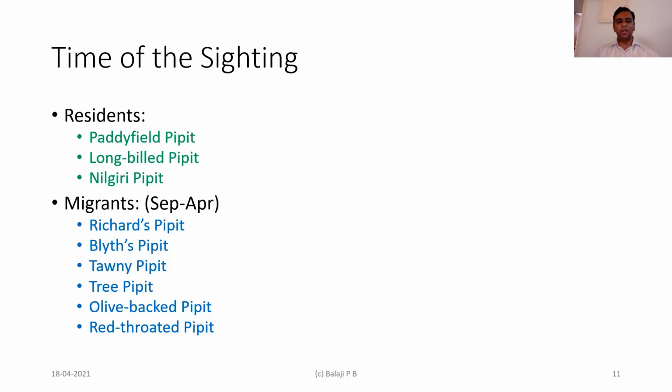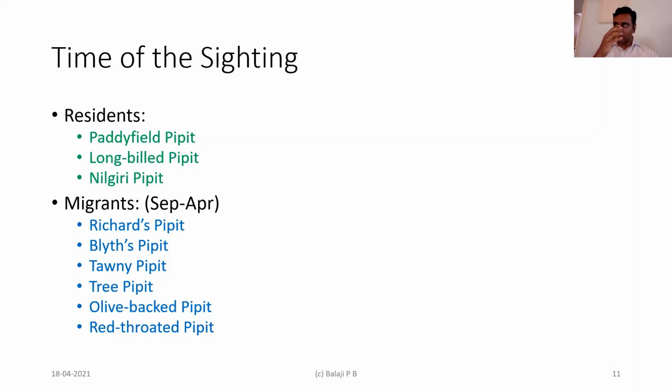Richard's, Blyth's, tawny, tree pipit, olive-backed pipit, red-throated pipit. These are all winter migrants, and you typically see them only in September to April months. So if you are seeing a pipit in, let's say, June, it has to be one of the residents: the paddy-field pipit, the long-billed pipit, or the Nilgiri pipit. So you have a very narrow subset from which you can identify the pipit.